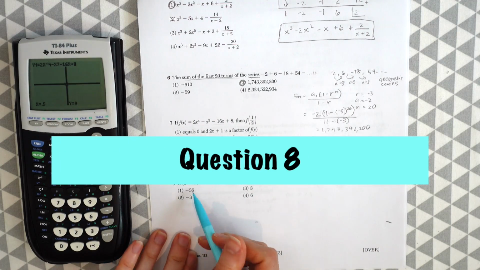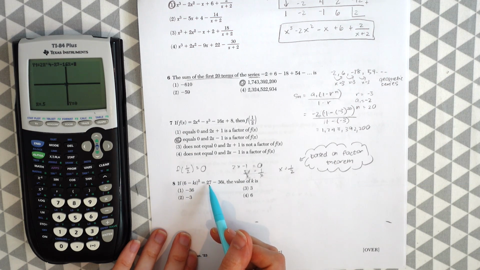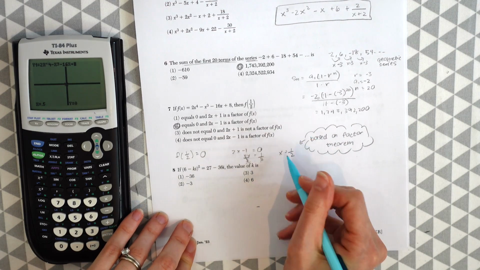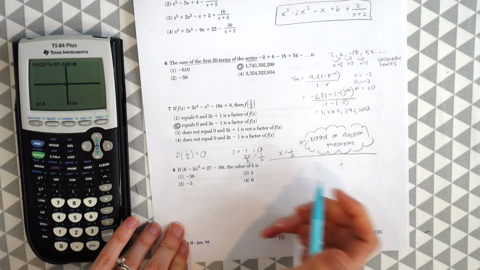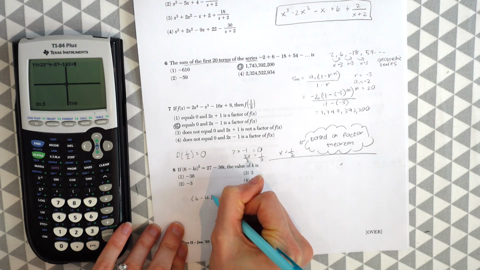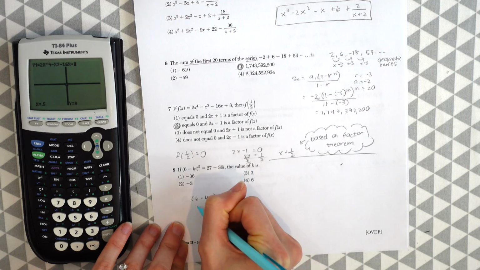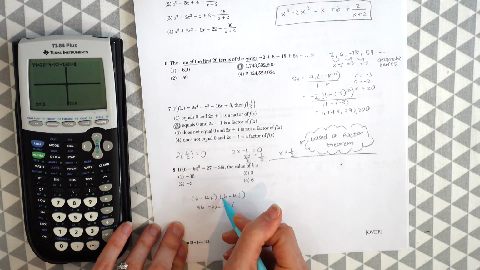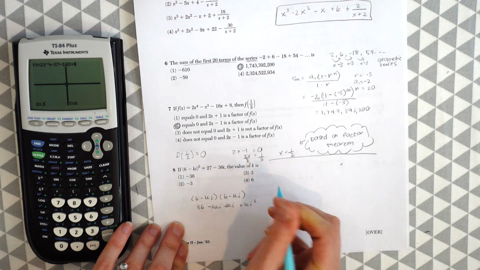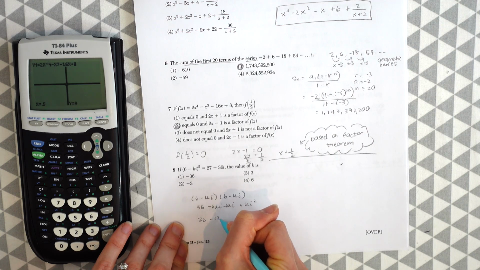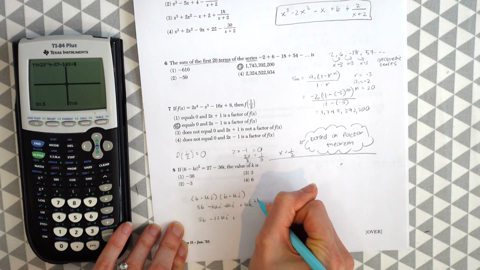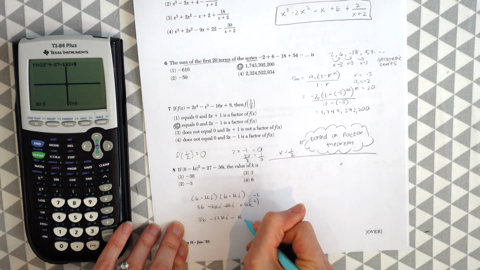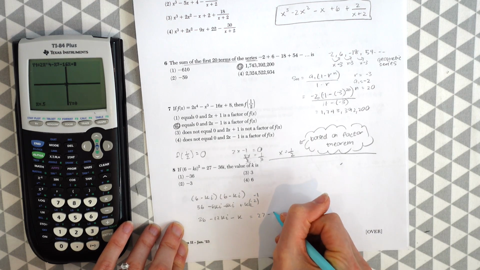Question number 8. If 6 minus ki squared is equal to 27 minus 36i, the value of k is what? So let's expand 6 minus ki. And we get 36 minus 12ki, and then this i squared is going to become a -1. So we're going to get minus k. And we're saying it's equal to 27 minus 36i.